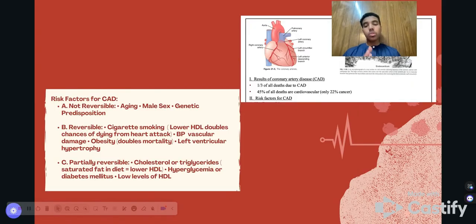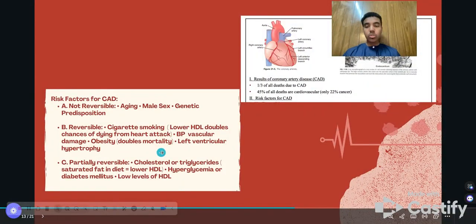The not reversible ones are aging, male sex, and genetic predisposition. Reversible ones are cigarette smoking, which lowers your HDL. And what does your HDL do? It balances out the LDL, which is your bad cholesterol. HDL is your good cholesterol, LDL is your bad cholesterol. You need HDL to balance out the bad cholesterol. You're going to have obesity, left ventricular hypertrophy.